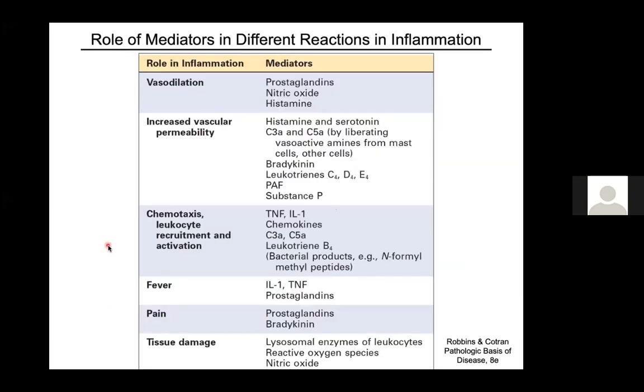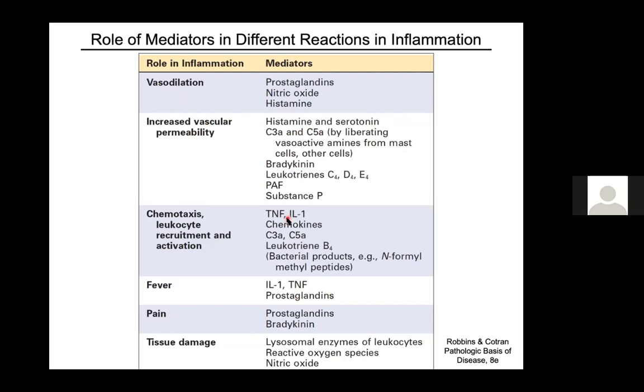But I guess this is what I would want you to know. This is a summary of the different mediators and what they do. So for example, the prostaglandins, nitric oxide, and histamine cause vasodilation. Of course, with vasodilation, because you're widening the caliber of the blood vessels, this also leads to slowing down of the flow, and that is what would allow rolling of your neutrophils, okay? Then the histamine, C3a and C5a, bradykinin, leukotrienes, and so forth cause increased vascular permeability. So that's where we have the widening of the endothelial gaps that would allow the white blood cells to transmigrate.